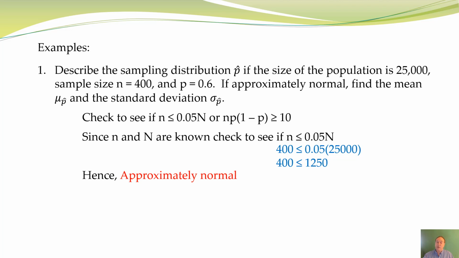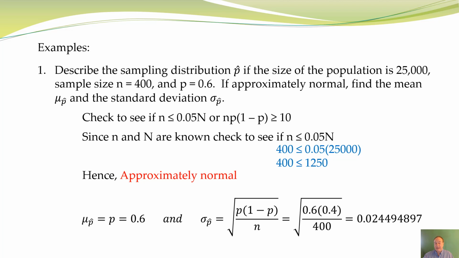Now, since it's approximately normal, mu sub P hat would be equal to P, which in this case was 0.6. Sigma sub P hat is going to equal the square root of P times 1 minus P divided by n. So that's going to be the square root of 0.6 times 0.4 divided by 400. And if you do the math with your calculator, you should end up with 0.024494897.